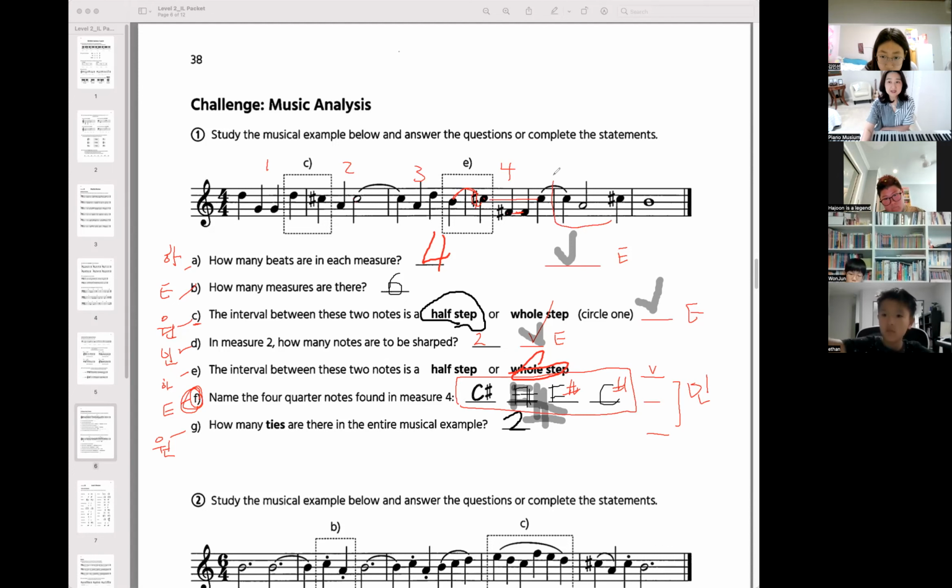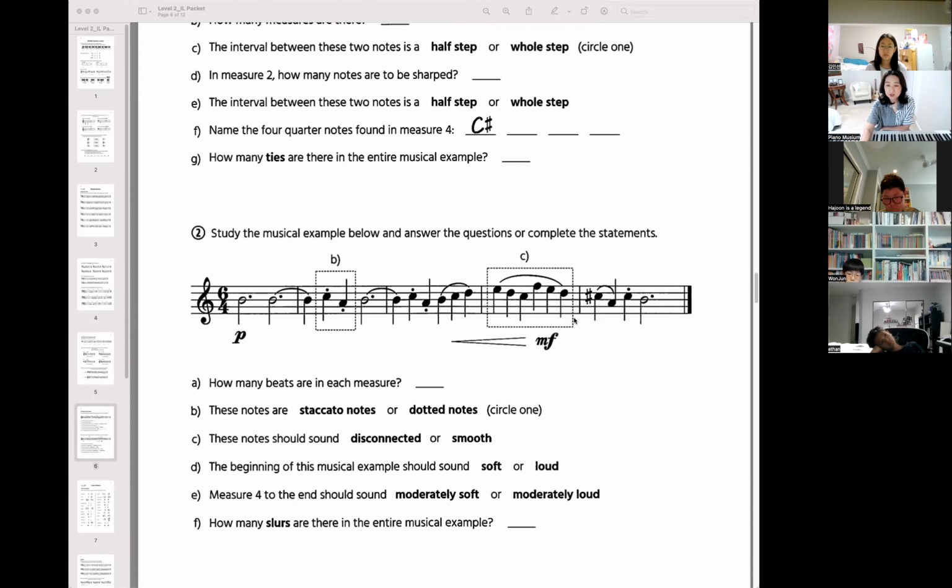If we're asking this measure, then how are you going to write it? C, A, C sharp. But this one is like that. And 이거는, if they're asking this measure, then you have to write it C sharp, A, C sharp. Got it? All right, now I'm going to move it on to this one.